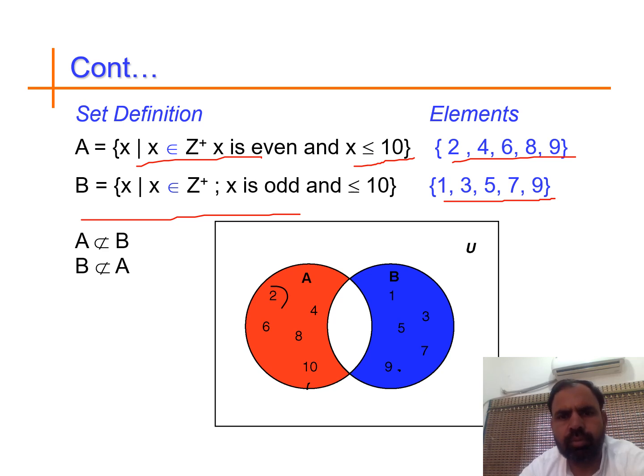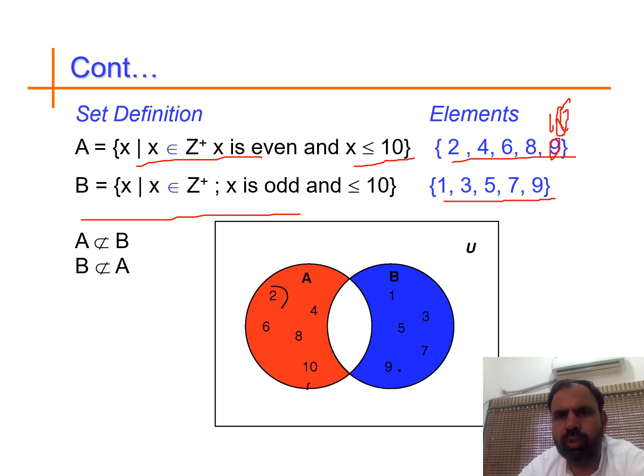two sets. Here we can't write 9, we can write 10. It's an error, please correct it. It's 10, not 9, because here the condition is even and less than or equal to 10.